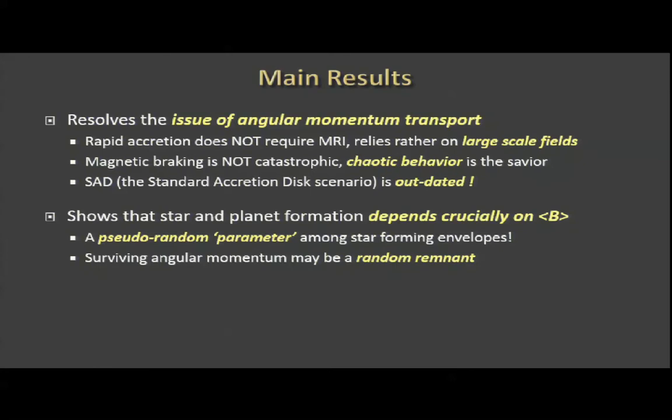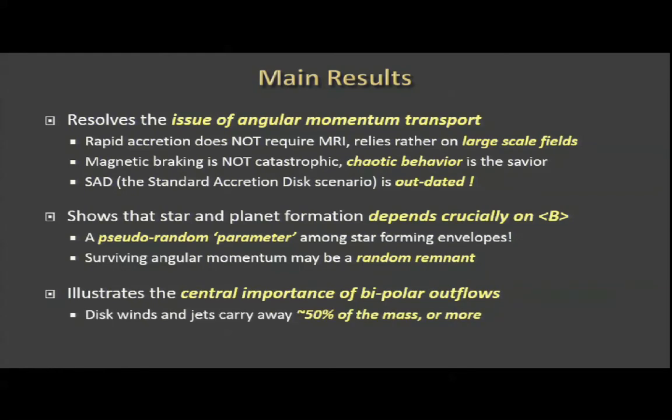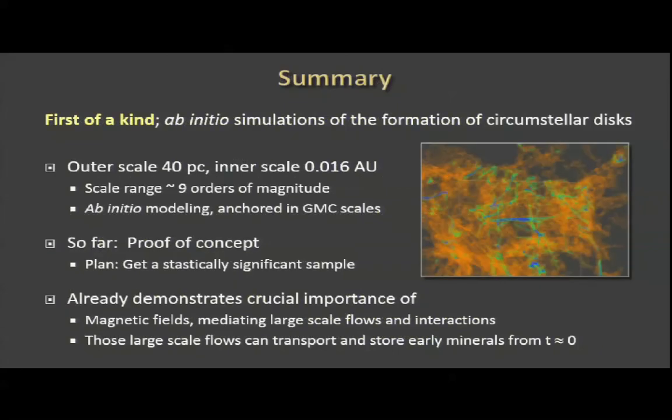In fact, the surviving angular momentum in this case is actually a random component, and it's not a small fraction of the initial angular momentum. And the disk tumbles rather than stays in the same plane. This also illustrates the central importance of bipolar outflows, which carry 50% of the mass, perhaps, but carry even much more in angular momentum and energy, which are higher moments of motion.